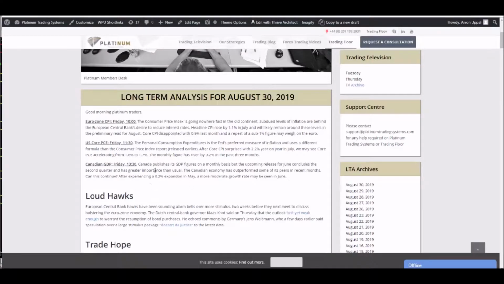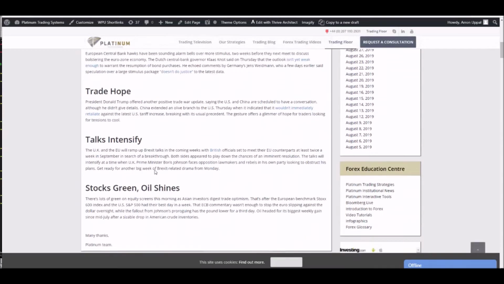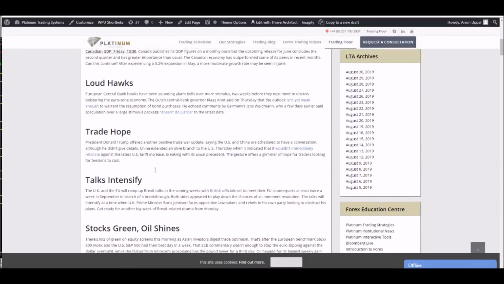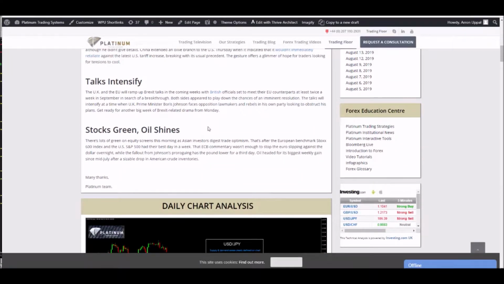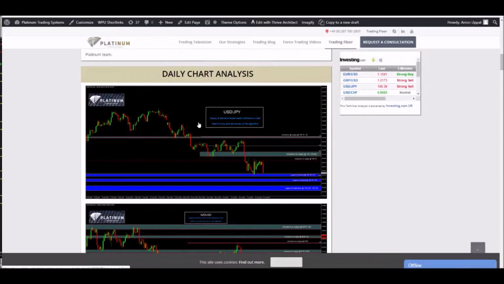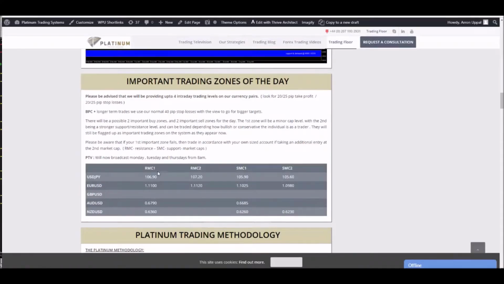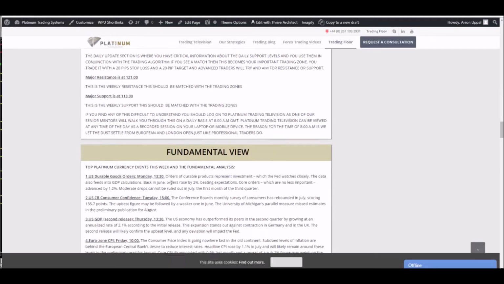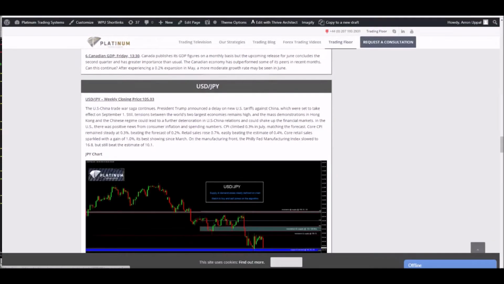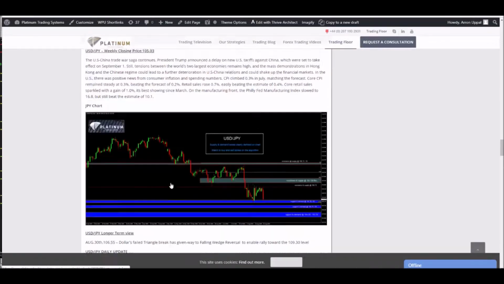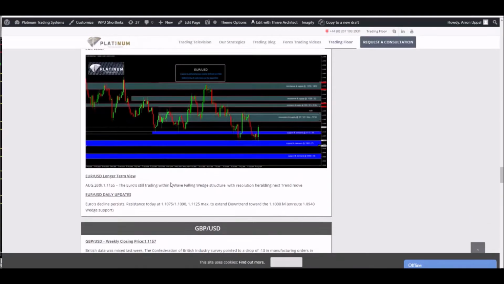Now the members area, as we can see, scroll on down, we've got a really nice fundamental view at the beginning of the day. We've then got all of our daily chart analysis for our technical views of each major currency pair. We've then got our daily trading levels, which is actually our major cap levels, which I'm going to explain in just a moment. We then have further fundamental view and individual currency analysis of each major currency pair. So it's a fantastic resource for anyone to use.